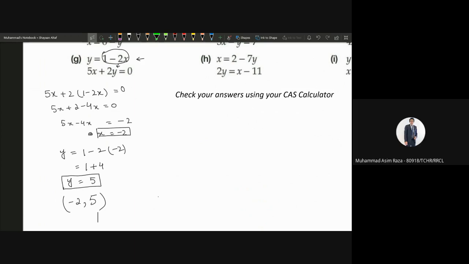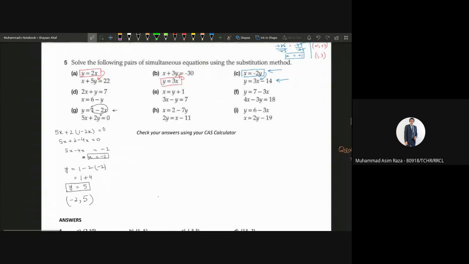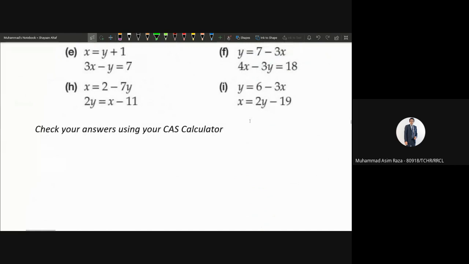Sorry, what were you saying? y equals 5. Yes, exactly. y is equal to 5. So can you do part I?